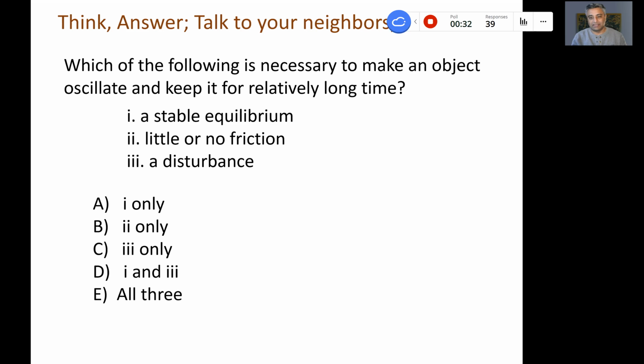Thirty more seconds. And 5 more seconds. 5, 4, 3, 2, 1, and it stops. Okay. So let's see what we got here.